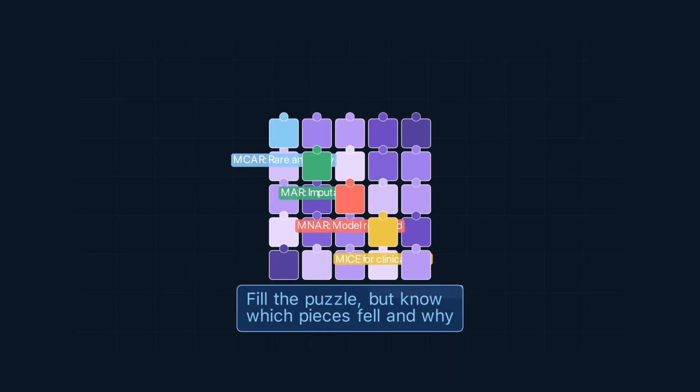Simple methods are almost always wrong. Rubin's rules properly account for imputation uncertainty. Fill the puzzle, but know which pieces fell and why.